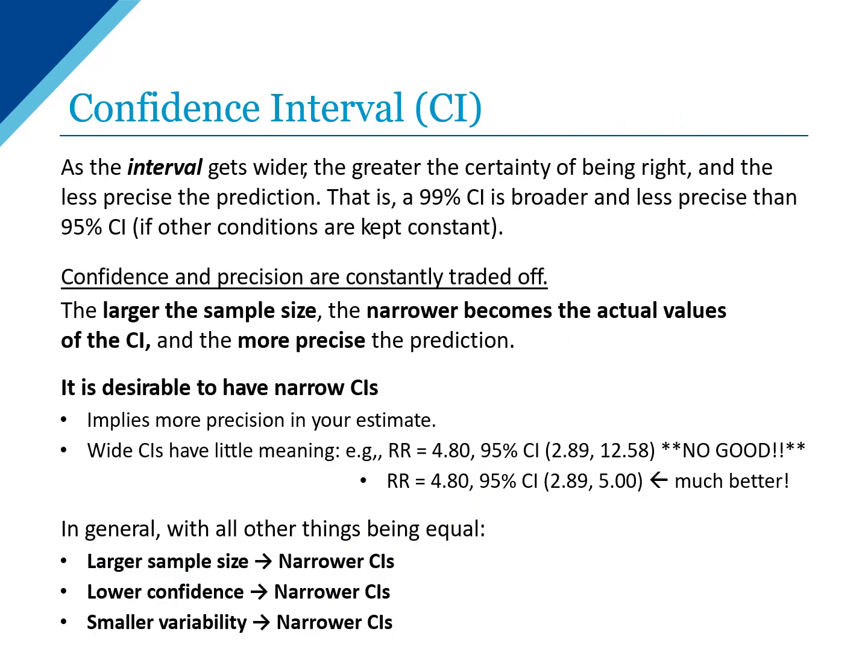And a final note on confidence intervals. Narrow confidence intervals are better. The larger the sample, the narrower become the actual values of the confidence interval and the more precise the prediction. It's desirable to have narrow CIs. Wide confidence intervals have little meaning and usually indicate that your sample size was not big enough for your analysis. In general, if your sample is larger, less variable, or you choose lower confidence, you'll have narrower confidence intervals.